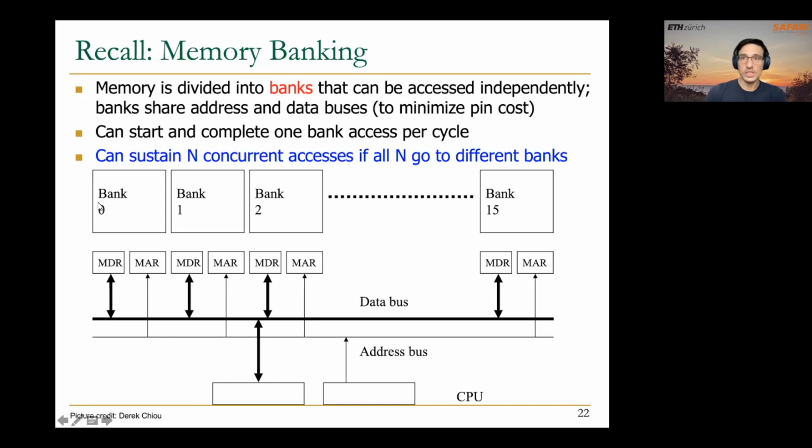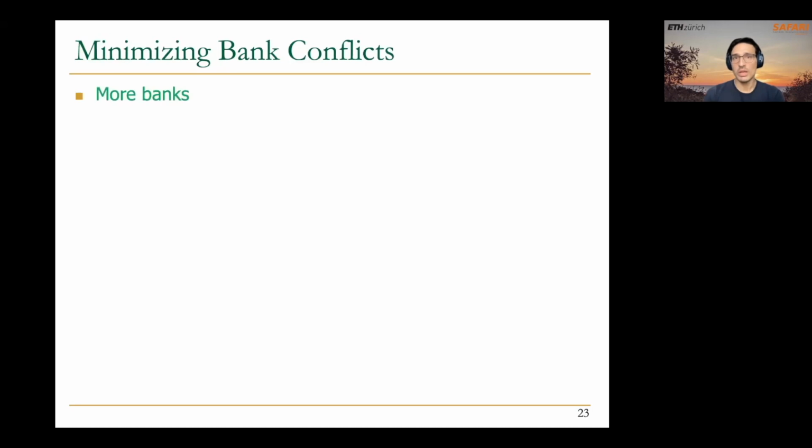So what that means is that we cannot start the access to element 16 until we are done with the access to element 0, unless we have more than one load port. But if we assume this kind of configuration with a single load port, with a single MDR and a single MAR, we will have to wait for the access to element 0 to complete before we go to the access to element 16. And that is what a bank conflict means, and that reduces the throughput or the bandwidth of our memory. How can we minimize bank conflicts?